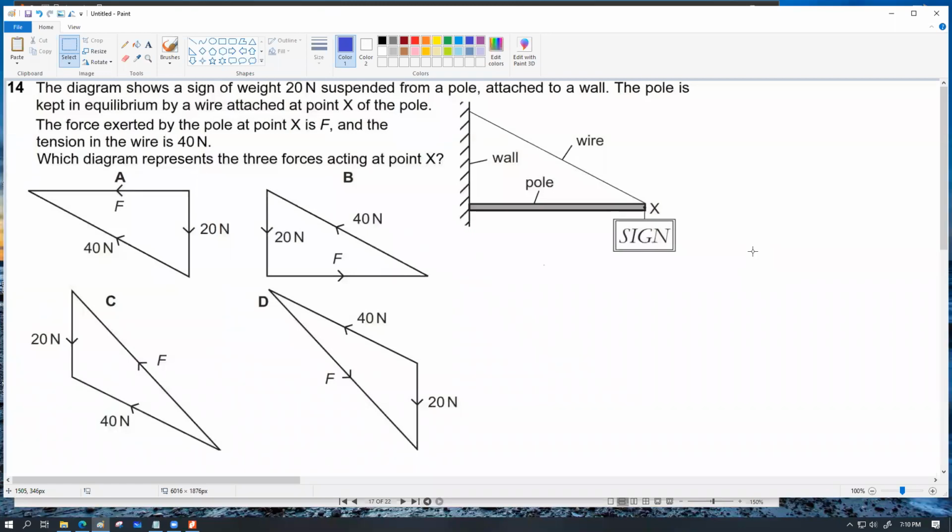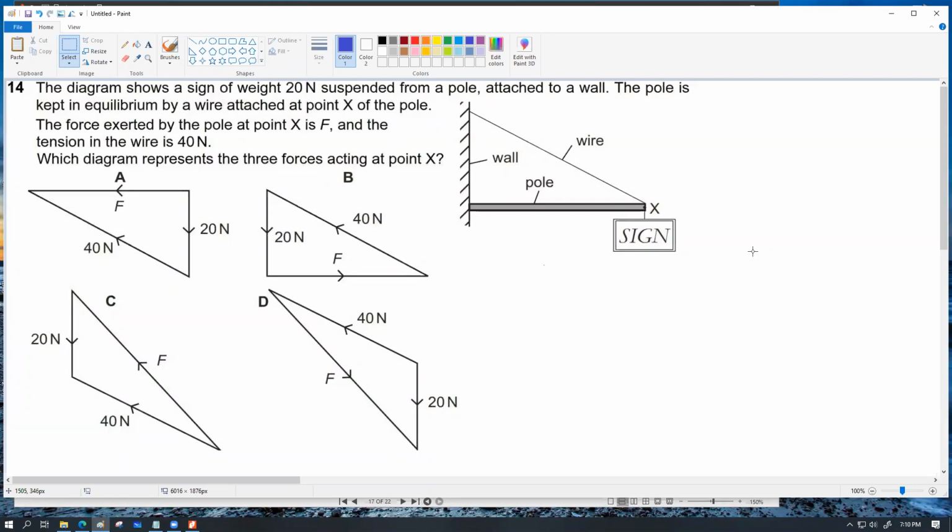Now, if you have a look at this figure, what is the weight of the sign? Do they tell us the weight of the sign? Yes, 20 Newton. And that should be working perfectly vertically downwards. Well, that is a true thing for all the 4 options. All the 4 figures, A, B, C, or D, give us 20 Newton working vertically downwards, no problem there. Then the question also says that the tension in the wire is 40 Newton.